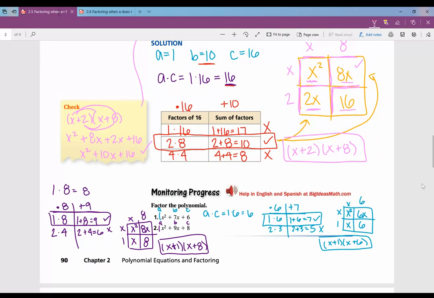All right, here are the answers to those monitoring progress questions. For number 1, you should have gotten x plus 1 times x plus 6. And for number 2, x plus 1 times x plus 8. So pause the video, make sure you got those correct before you move on.